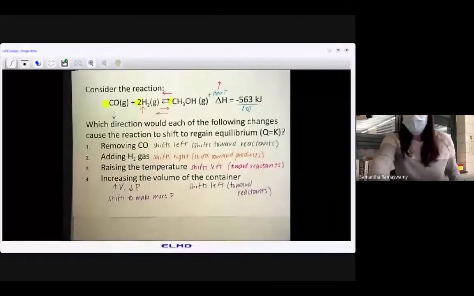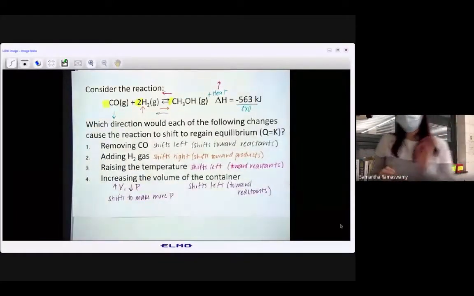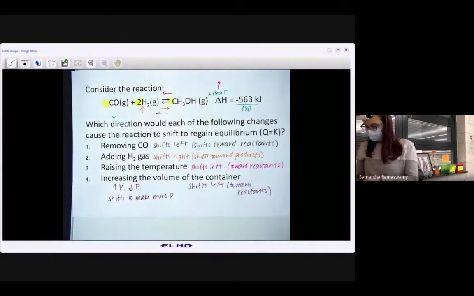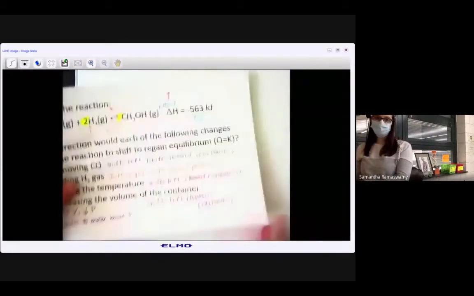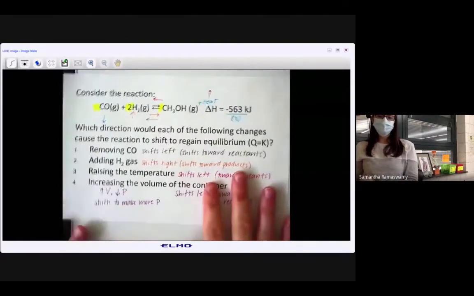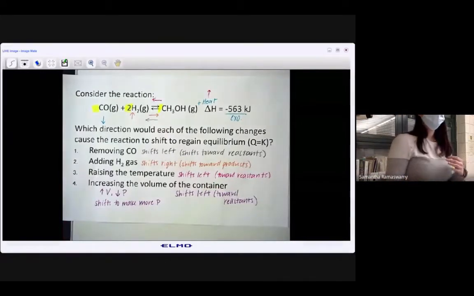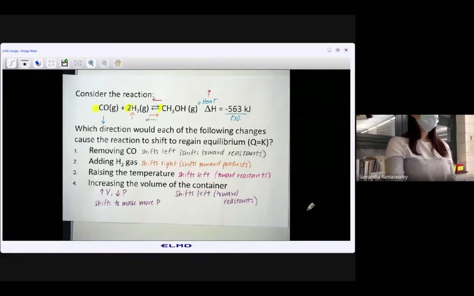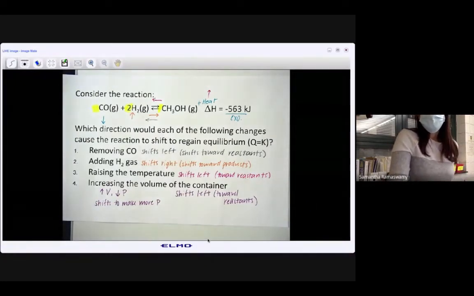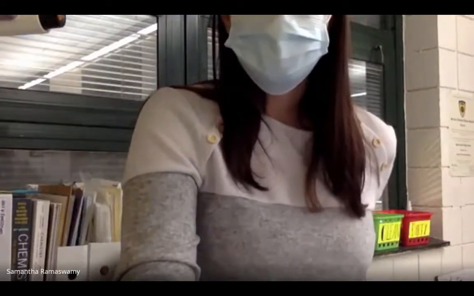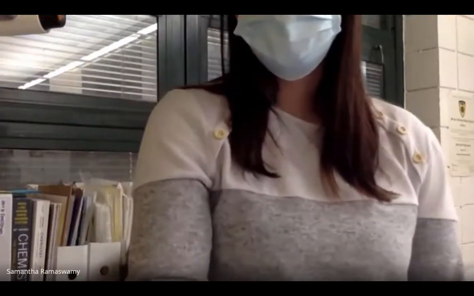All right. So that's it for the do now. Kind of just thinking about shifting left, shifting right. I did put up the examples from yesterday, so if you need to go back for some reason, or you just want to review, the examples are up.